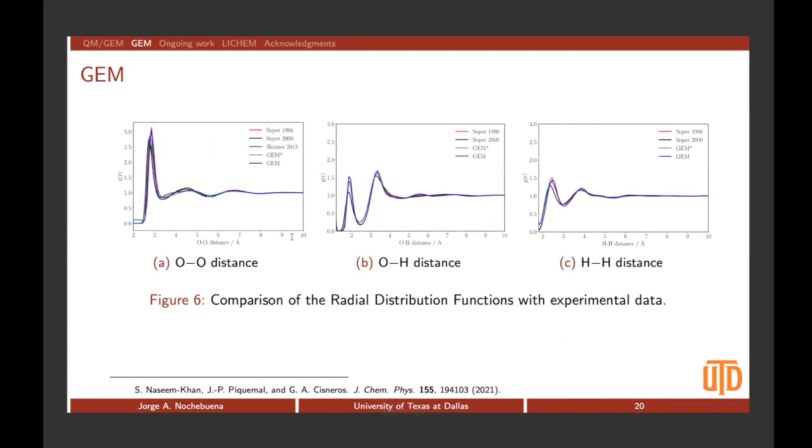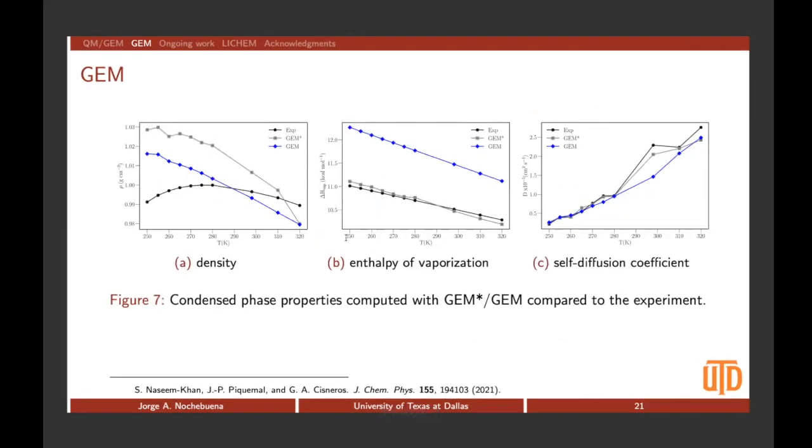The radial distribution functions of OO, OH, and HH pairs of atoms have also been calculated. In all of them, GEM agrees very well with the experiment. Moreover, condensed phase properties such as density, enthalpy of vaporization, and even self-diffusion coefficient have been calculated at different temperatures. At room temperature, the density calculated with GEM is closer to the experiment than GEM star. However, GEM overestimates the enthalpy of vaporization by about 1 kilocalorie per mole, while GEM star is closer to the experiment. And finally, for the self-diffusion coefficient, GEM star showed very good agreement with the experiment for the full range of temperatures.